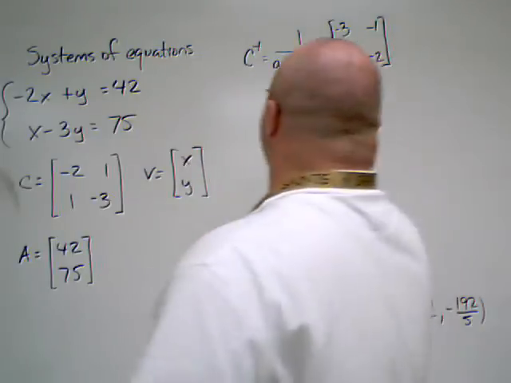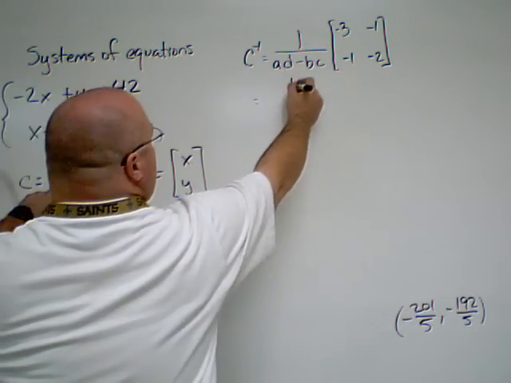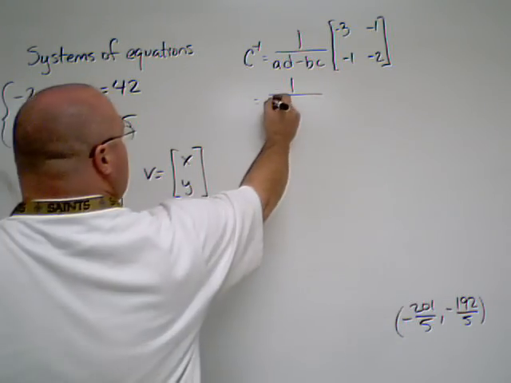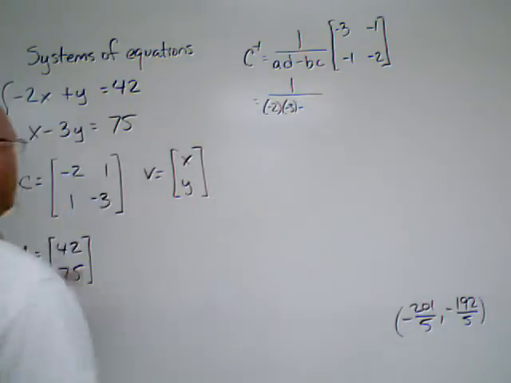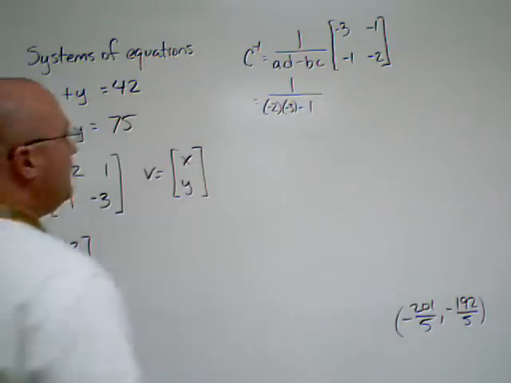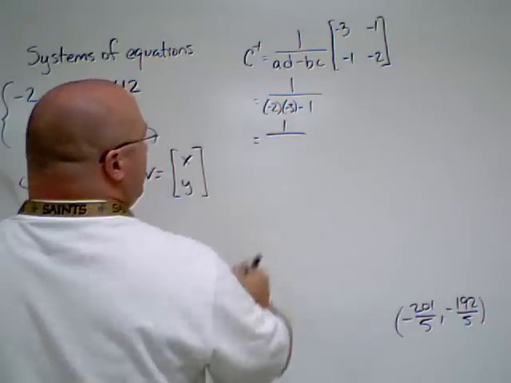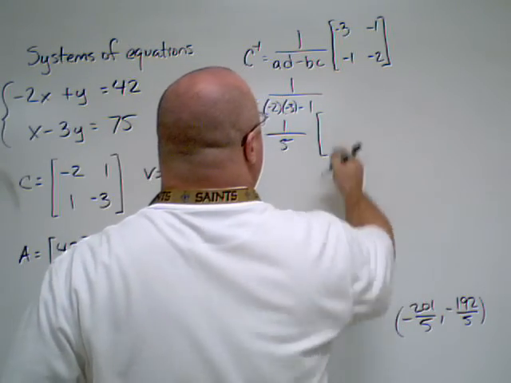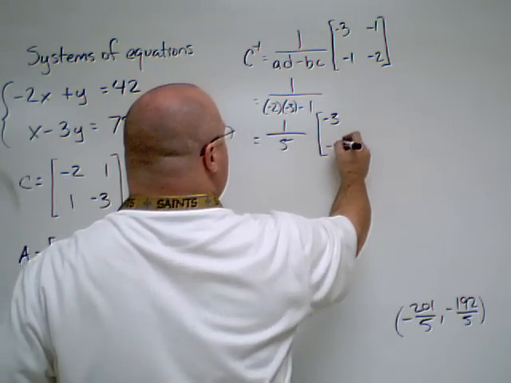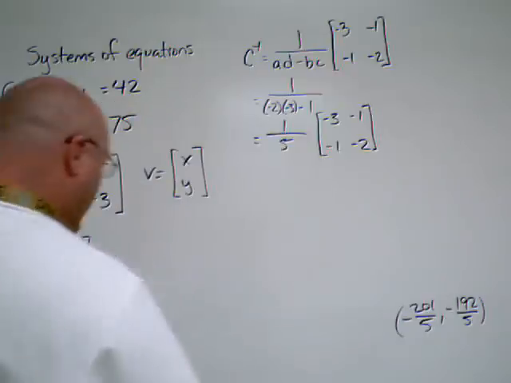And we need to go ahead and plug these in. So A is -2 times D, which is -3, minus 1 times 1, which is 1. Okay? So this reduces to 1 over 6 minus 1, which is 5. So 5 is our determinant. We bring down our inverse. That is the value of our inverse.